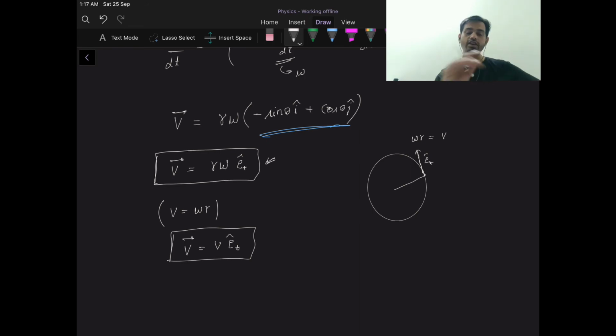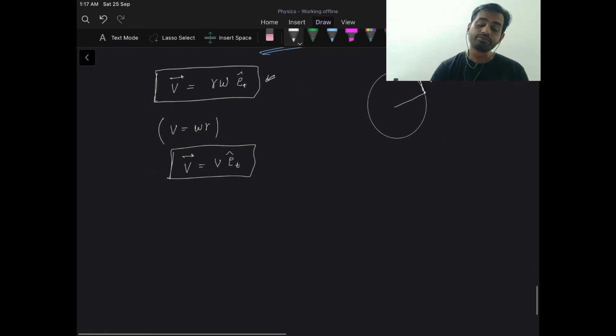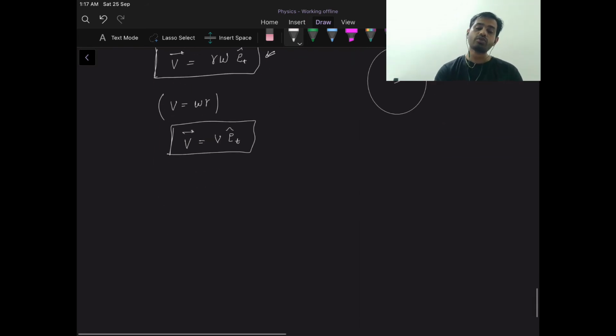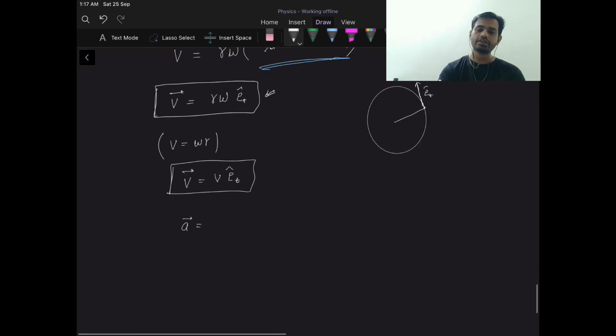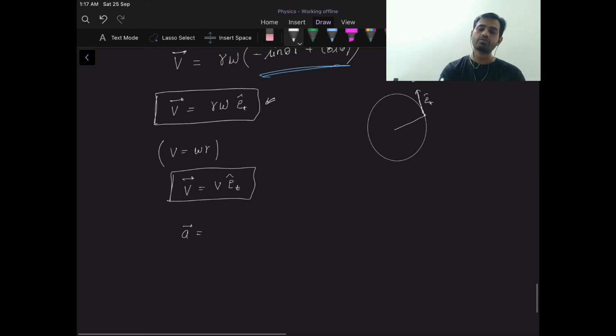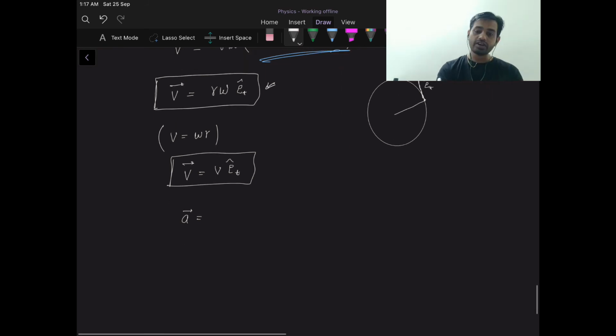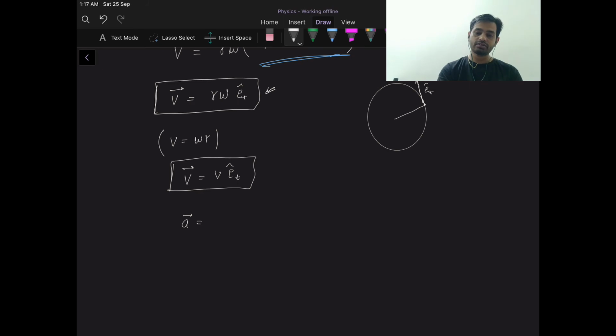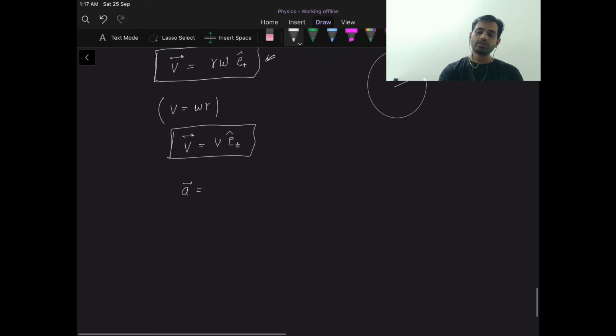Now we need to find out acceleration. Okay. So what is acceleration? Acceleration is nothing, it is just dv by dt. So what we have to do? We have to differentiate this quantity. Okay. What will be the differentiation of this? V into et cap. So we can apply the u into v method.